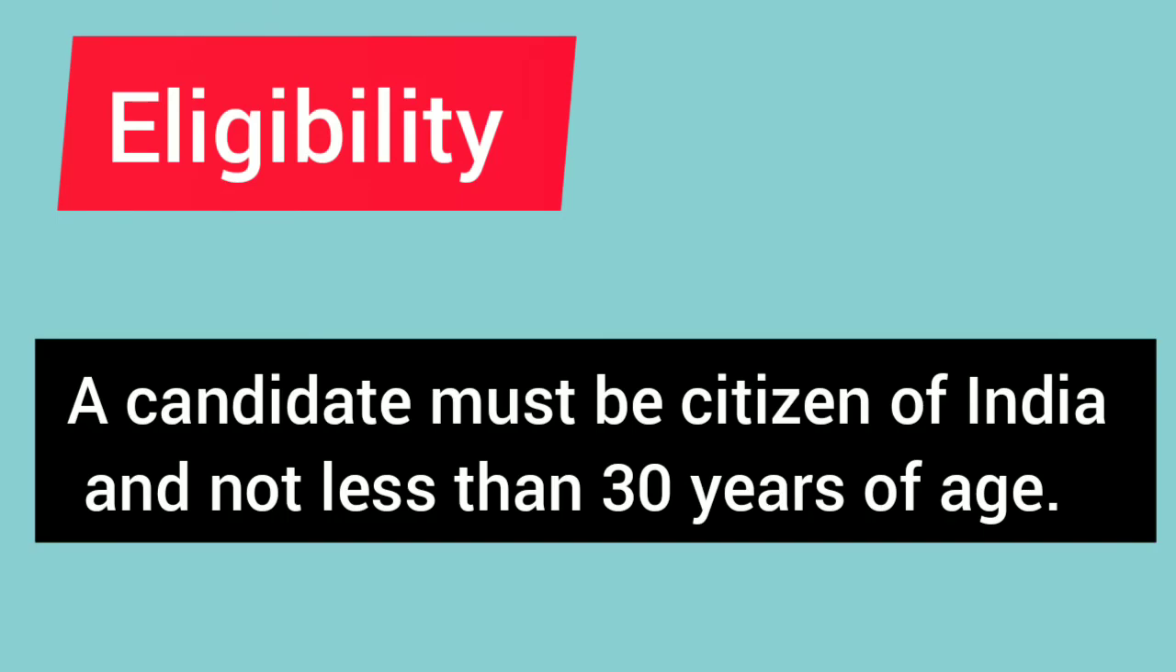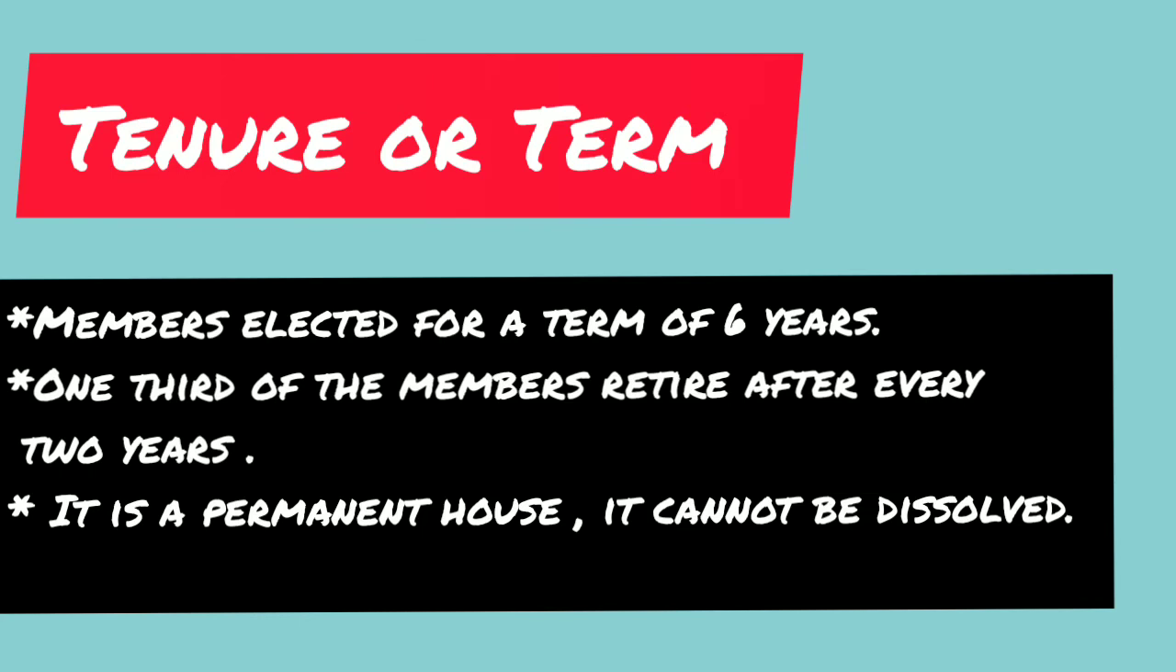Now we will talk about eligibility. In order to become a member of Rajya Sabha, a candidate must be a citizen of India, not less than 30 years of age, and a candidate can be disqualified if he holds any office of profit under the government of India or the government of any state, if he is of unsound mind, and if he has acquired the citizenship of another country. Beta, the members of Rajya Sabha are elected for a term of 6 years.